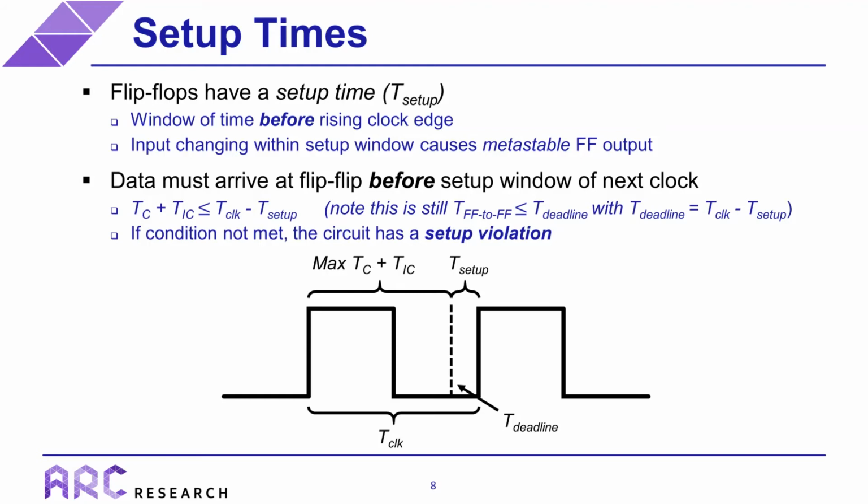Now, notice this still fits our original goal definition of making sure that the delay between flip-flops is less than or equal to the deadline, but the difference now is that we've redefined the deadline to subtract the setup time from the clock period. So these equations will continue to get more complex and include more variables, but keep in mind, our goal will always be the same. We want to ensure that the delay between flip-flops is less than or equal to whatever our deadline currently is.